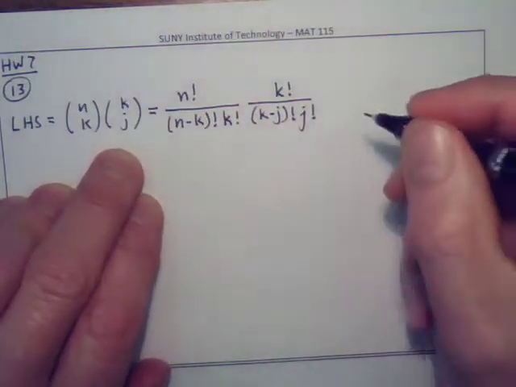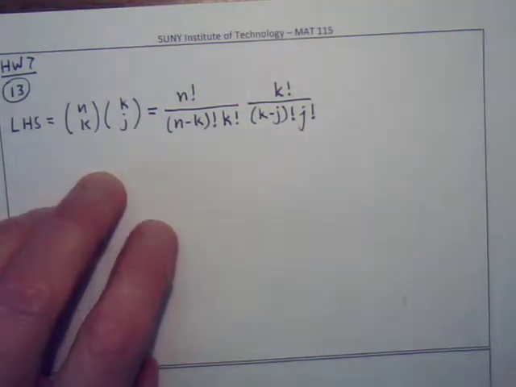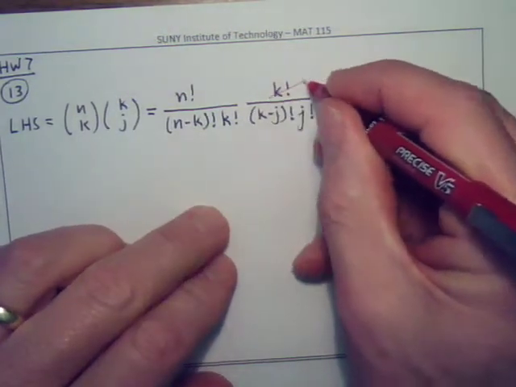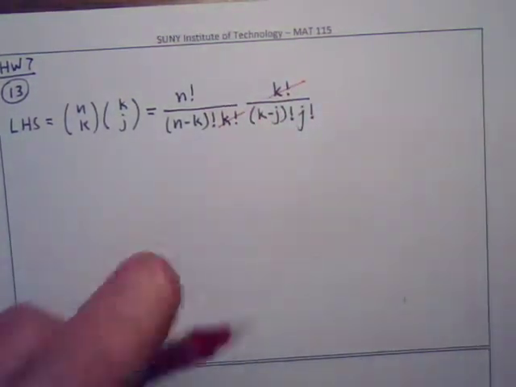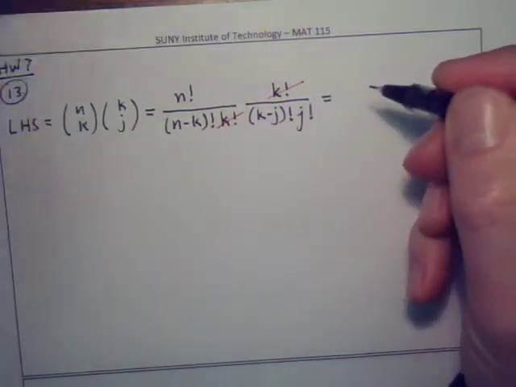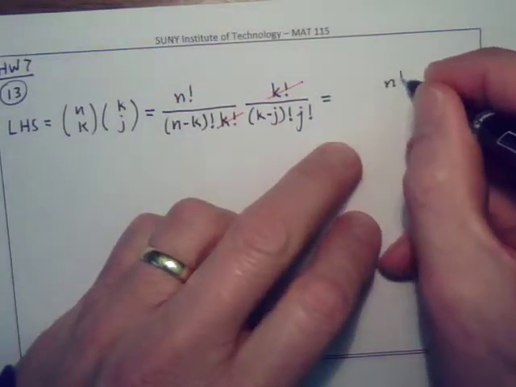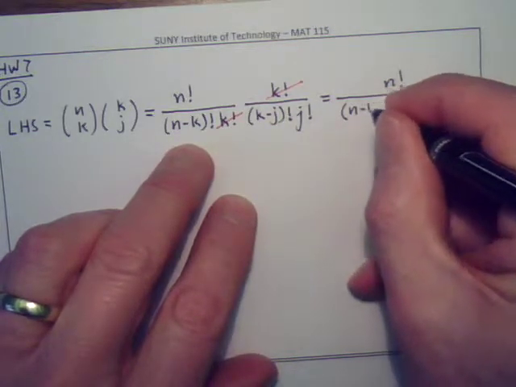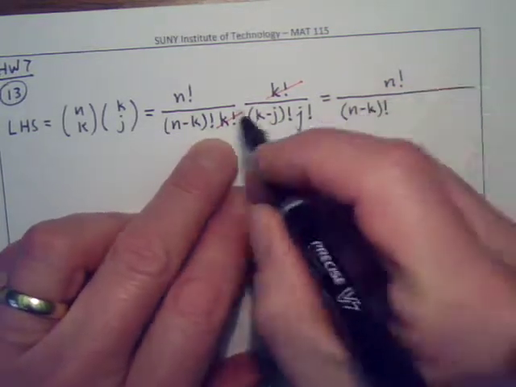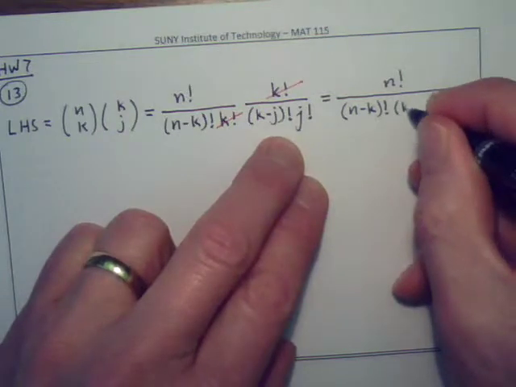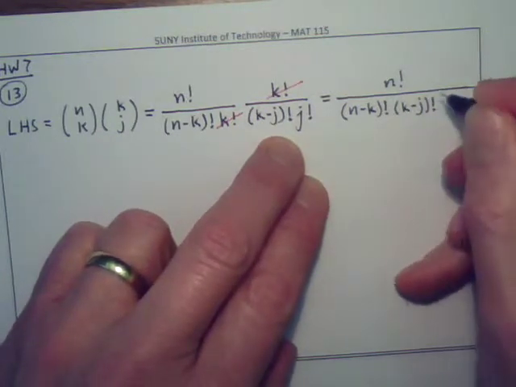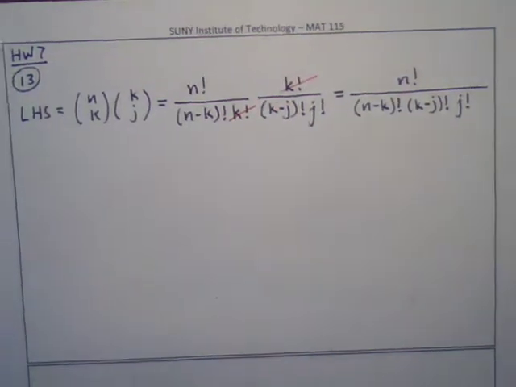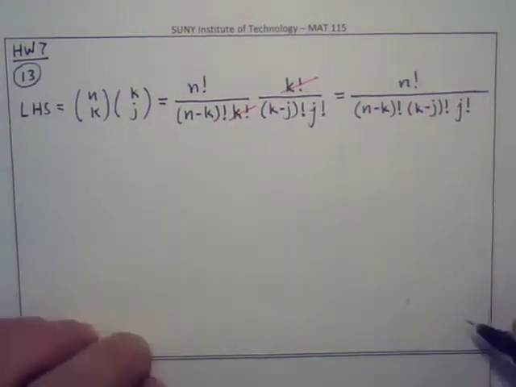Okay? And look, you can see here we have at least one cancellation. K factorial cancels right out. And I'm going to go ahead and rewrite this with the n factorial in the numerator. I have an n minus k factorial in the denominator, a k minus j factorial in the denominator, and I also have a j factorial in the denominator. So there's the left-hand side.